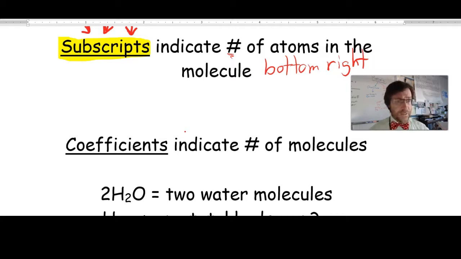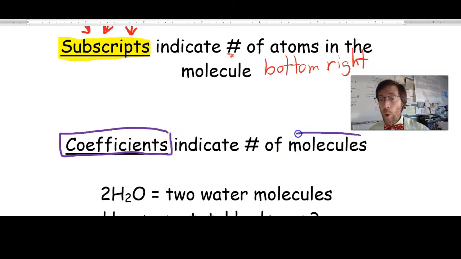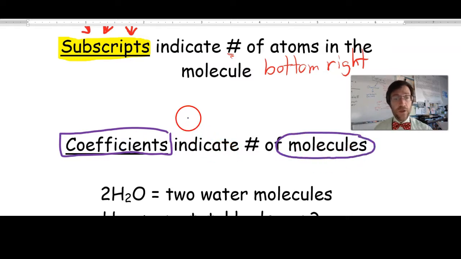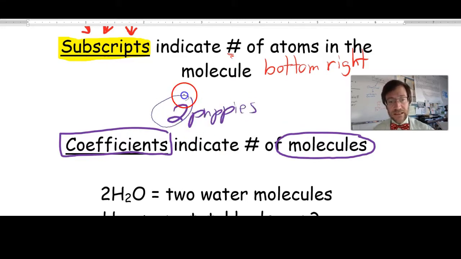Now, a coefficient, this is the word coefficient. This is another kind of big number, but this one is going to tell us not how many atoms of an element there are, but how many whole molecules you have all together. So if we're talking about puppies and I say I have 2 puppies, that 2 is your coefficient. It's the number out front that tells us how many things we have, okay?